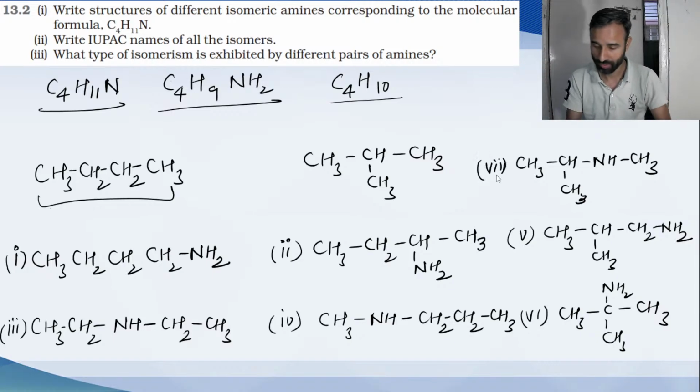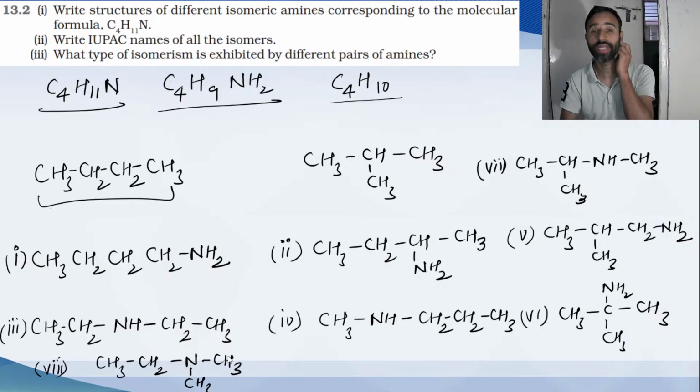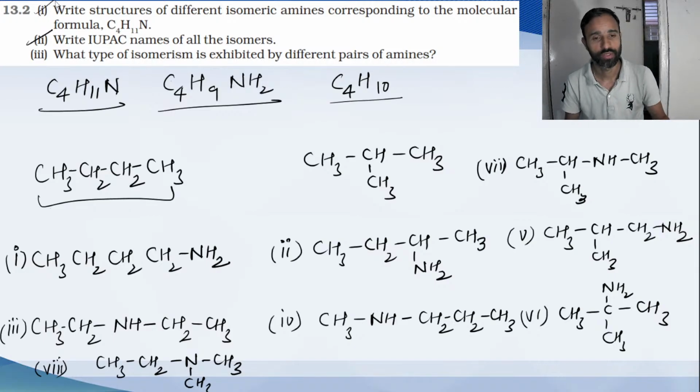Now tertiary amines. Tertiary amine, you know, has three groups. So ethyl and two methyls. There is only one tertiary amine. So first one is primary. First write the structures of different isomeric amines corresponding to the molecular formula. So I think there are total 8 isomeric amines.